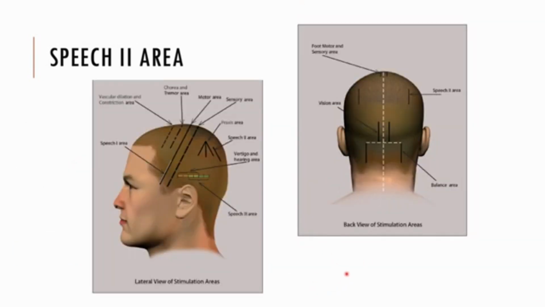Speech 2 area lies over the reading and comprehension part of the parietal lobe and is located by finding the parietal tubercle. From the parietal tubercle, draw a line parallel to the anterior-posterior line 2 centimeters posteriorly. Using this as the starting point, the speech 2 area runs 3 centimeters in length, parallel to the anterior-posterior line.